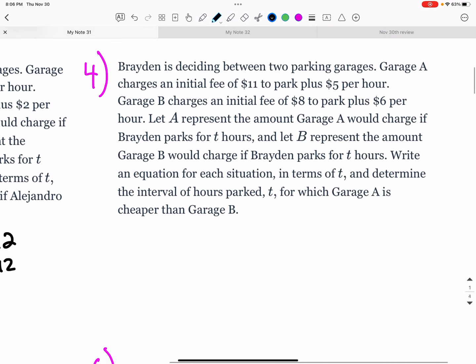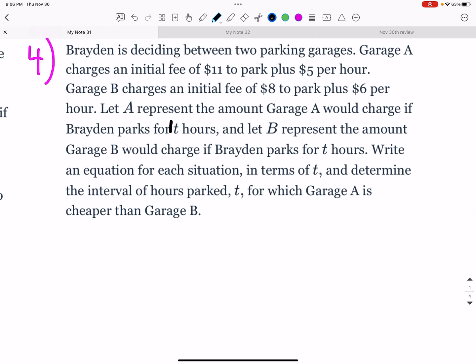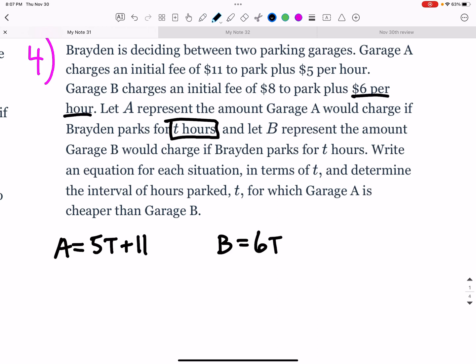For the next one, I'm looking at T for hours. Garage A is $5 per hour plus $11 to park. B is $6 per hour plus $8 to park. Determine when A is cheaper than B. Right now A is not cheaper than B. A is starting at 11, B is starting at 8, so right now B is cheaper. But when are they going to be equal?